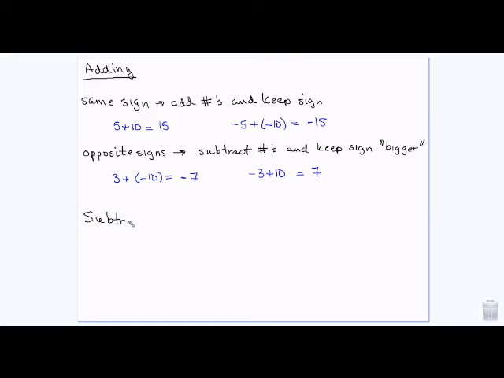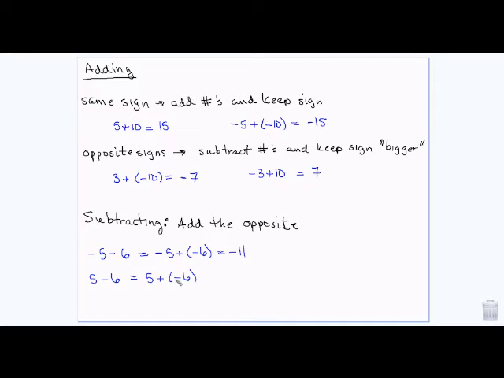Then you have subtracting. And for subtracting, you want to add the opposite. Okay, so if I have negative 5 minus 6, that's the same thing as negative 5 plus negative 6. So they have the same sign, so I'd add them together. If I had 5 minus 6, that's the same thing as 5 plus negative 6. Opposite signs, so I'm going to subtract. And the 6 is bigger, so it's going to be negative 1.